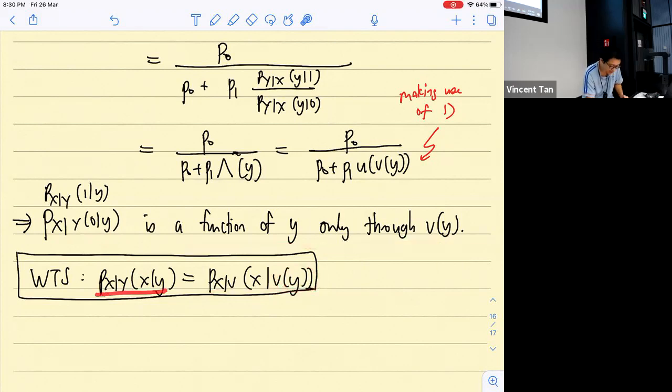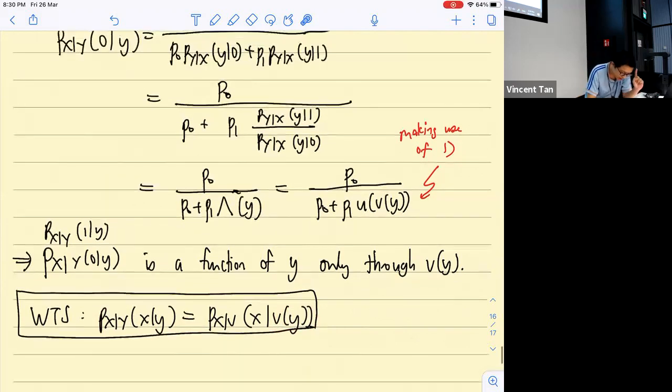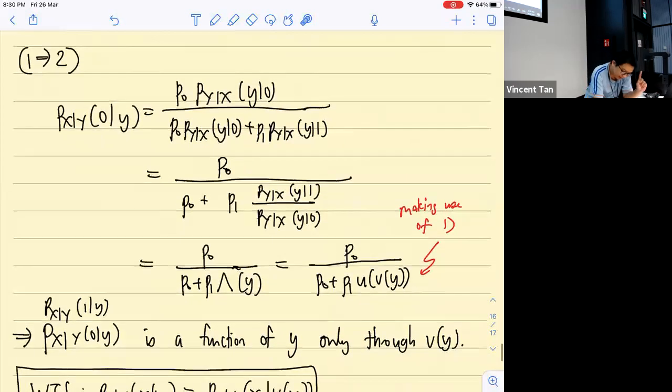So this guy here is equal to this guy here, because this object is only a function of y through vy. And so we have proved this. And you see in this proof where P0, P1 positive is important.